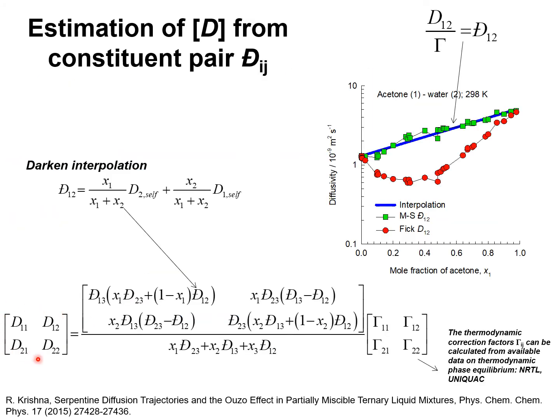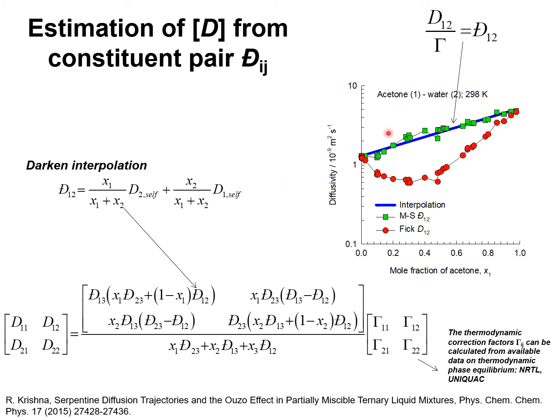This expression for the elements of the matrix of Fick diffusivities as a product of two matrices can be used to estimate the elements of the Fick diffusivity from information on diffusivities in the corresponding binary mixtures of the pairs glycerol water, glycerol acetone, and acetone water.